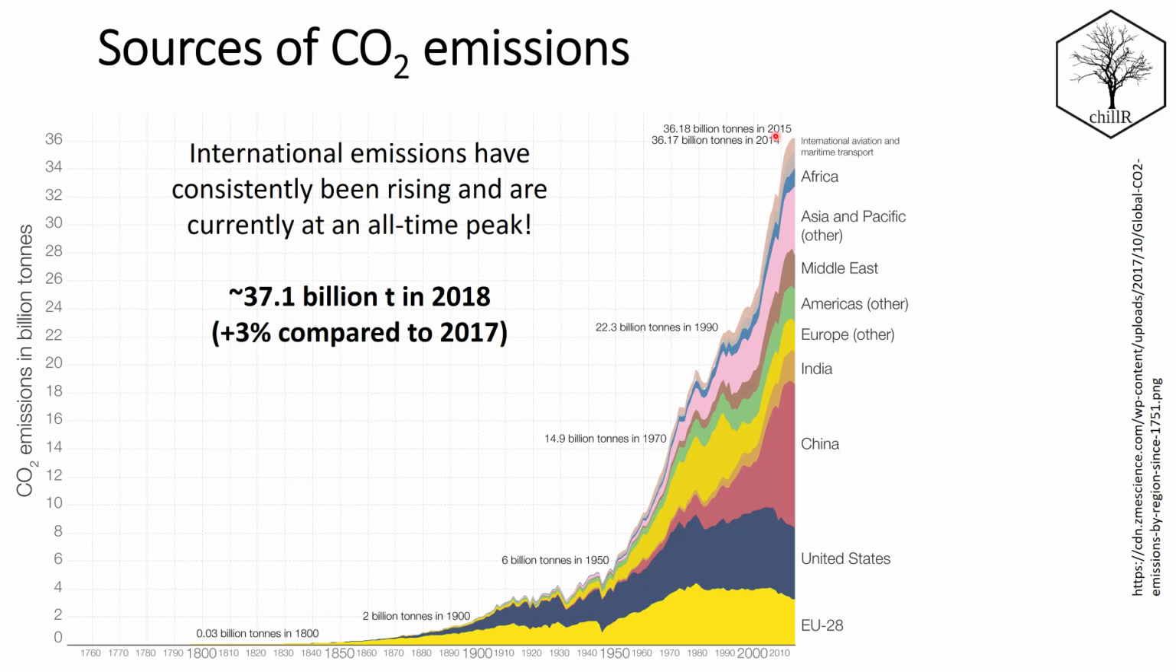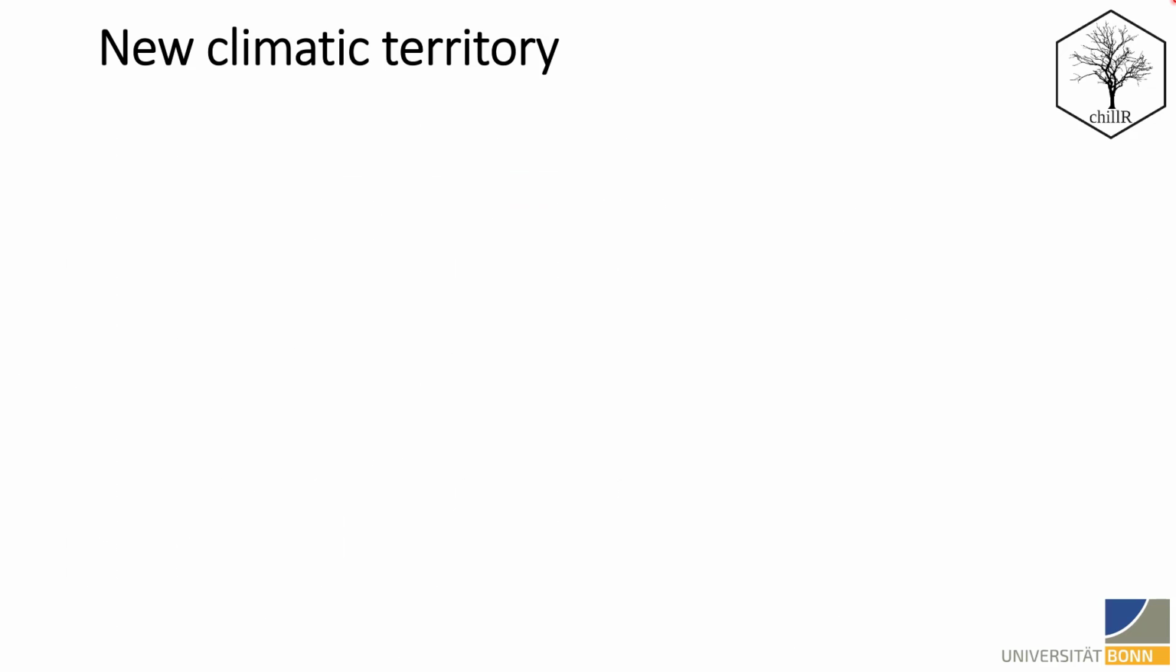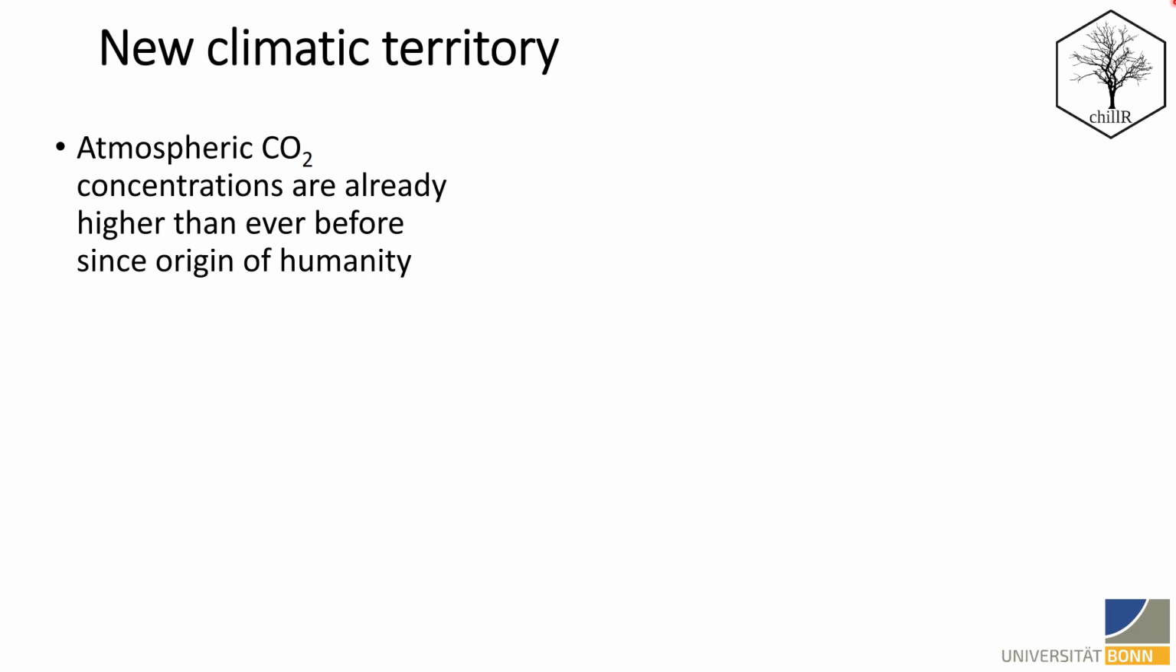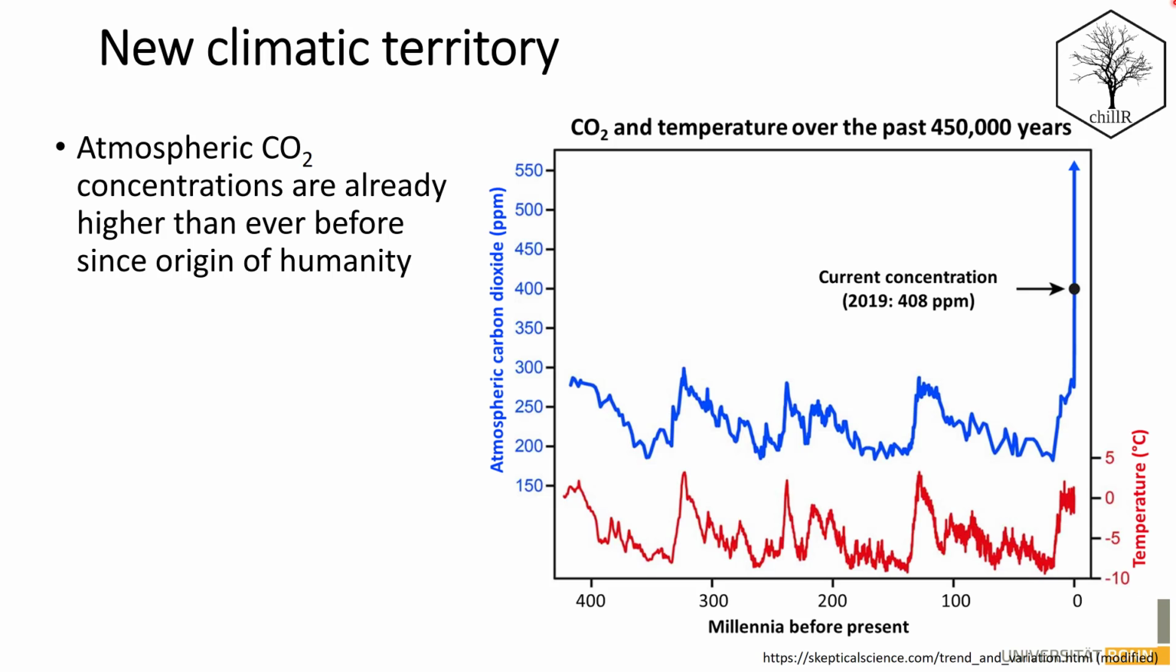So in this figure here in 2018, it was about 37.1 billion tons. It's probably on the order of about 40 billion now. And despite regional progress, we're still seeing this dramatic increase here, and it's a pretty frightening situation. It's frightening because we're entering new climatic territory here. The atmospheric CO2 concentrations are already higher than they've ever been before since the origin of humanity. Humans have never experienced higher CO2 concentrations.